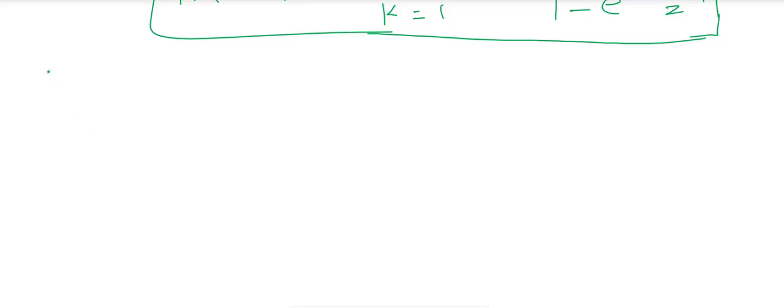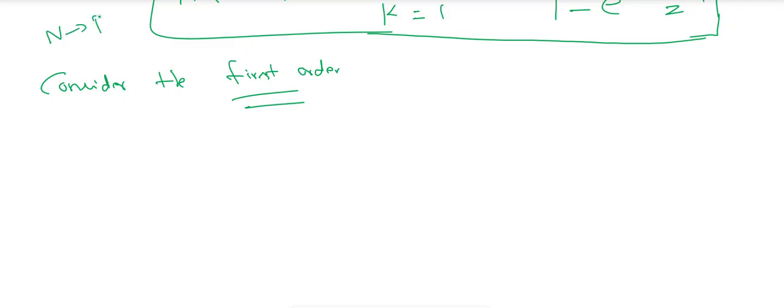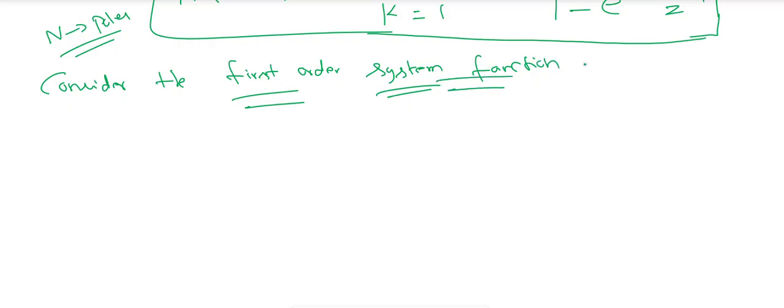Consider the first order system function. What do you mean by first order? N denotes the poles. If N is 1, first order. If N is 2, second order, 2 poles. Third order means 3 poles. Fourth order means 4 poles. That's the first order system function. What's the system function? H of z. Here H of s is given, the analog filter.